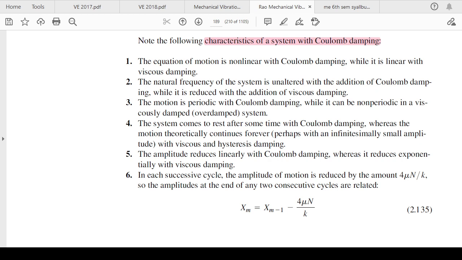In the next session we will discuss hysteresis damping, and what the characteristics of a single degree freedom system with hysteresis damping are. We will see that in the upcoming sessions of this series on mechanical vibration, which is in the 6th semester, 3rd year of the mechanical engineering BTech curriculum of Rajasthan Technical University.